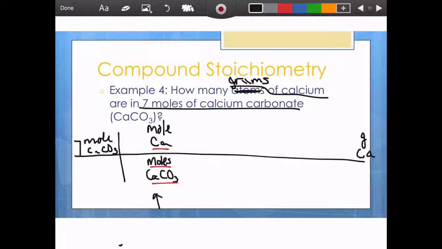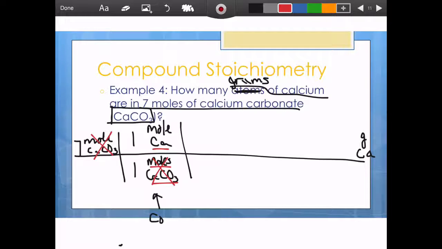If I look at this, I have a mole to mole ratio. Normally I get that from my coefficients in my equations, but if I don't have an equation, then I need to look at my formula and get it from my subscripts. So if I look here, I only have 1 calcium in every 1 calcium carbonate, so my ratio is a 1-to-1 ratio. It's not always going to be a 1-to-1 ratio, but for this case it is. With that, my moles of calcium carbonate cancels, and I'm left with moles of calcium.